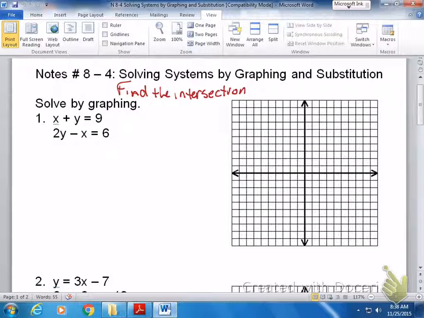So you have to be good at graphing to get these. You can also use your calculator to help. Let's look at our first equation. We've got x plus y equals 9, and we need to solve that for y. So the first thing we do is move our x's to the other side. Since it's plus x, I'm going to subtract it from both sides.